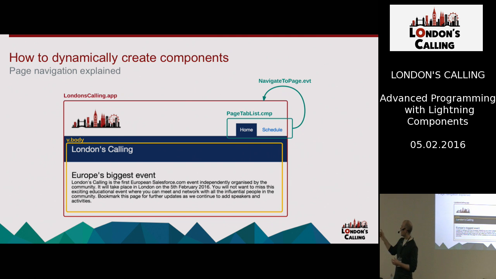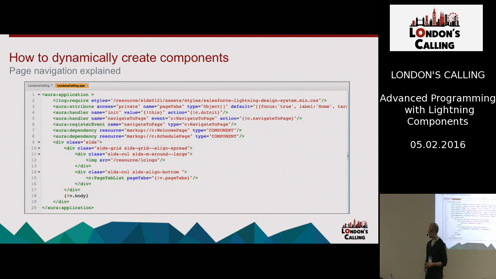One of the key things up here is that we're going to use events to do that navigation. So when I click on schedule, for instance, it's going to fire a navigate to page event, and that's going to go up to the London's Calling app, which is then going to re-render this body component with the new page. So what does that look like?